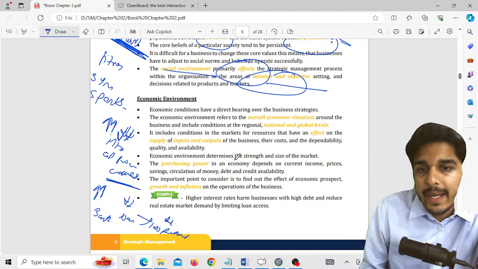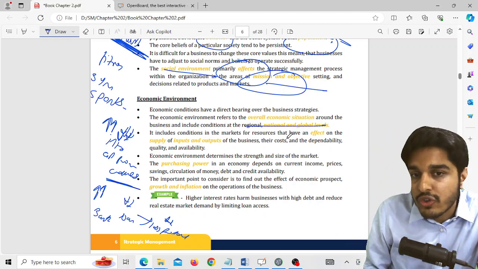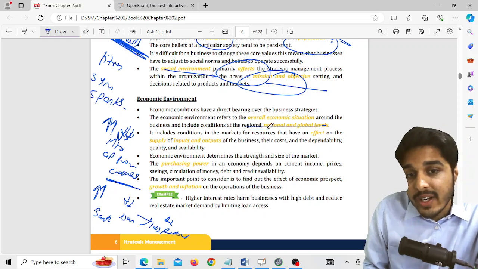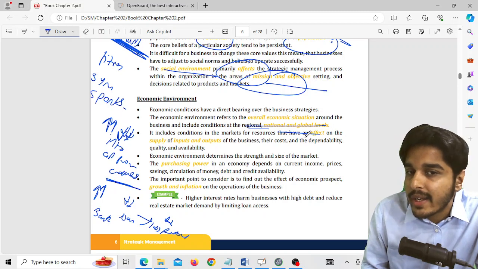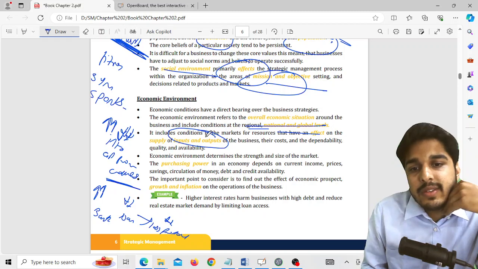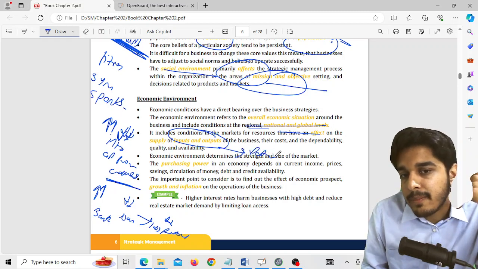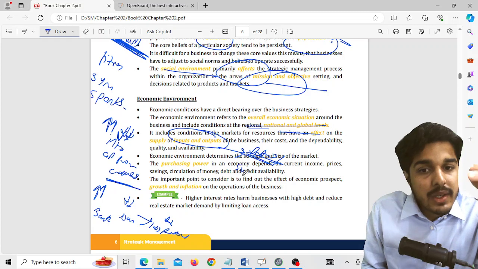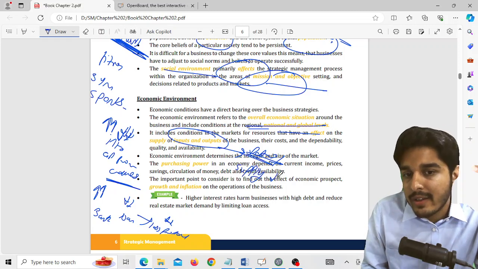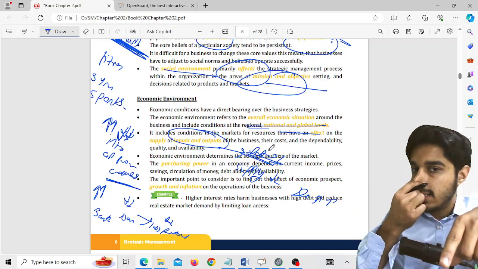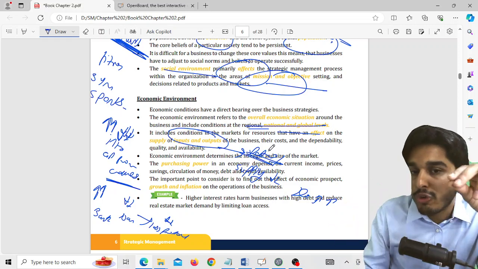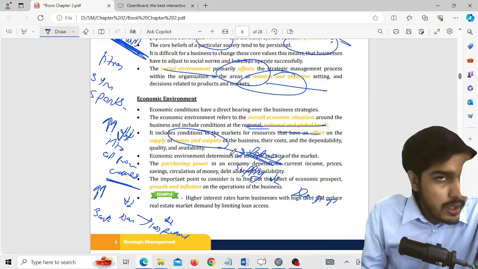Economic environment refers to overall economic situations. It talks about the regional, national and global level. It also includes conditions in the market that affect the supply of input and output for the business. Suppose I talk about petrol and diesel: the supply of petrol and diesel is very low and demand is very high, that's why day by day rates are increasing. It means I also have to study demand, supply, and input and output in my country.